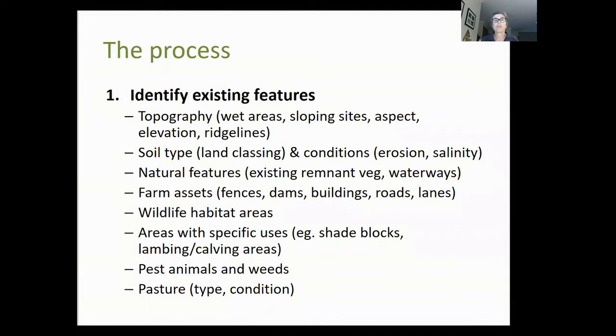Wildlife habitat areas we've talked about. Areas that you use on your property that have specific uses. So if you have shade blocks or particular lambing or calving areas, or if you have a paddock that you use for feeding in the dry times where you're happy to bring in potentially dry feed that's got weed in it and it's not pasture that you're trying to preserve. Those sorts of areas, pest animals and weeds we've talked about, and pasture that we touched on earlier. So you might break your areas up into, if you've got particular areas of phalaris versus ryegrass, then you might identify those on here too.